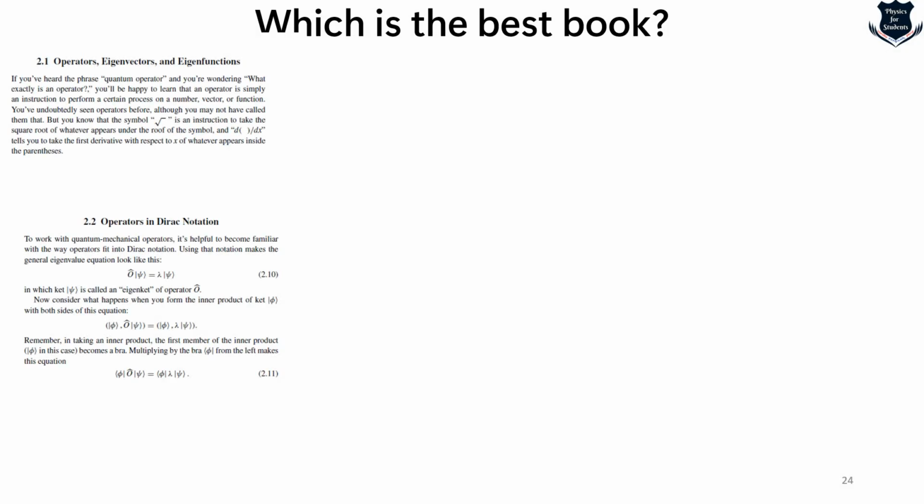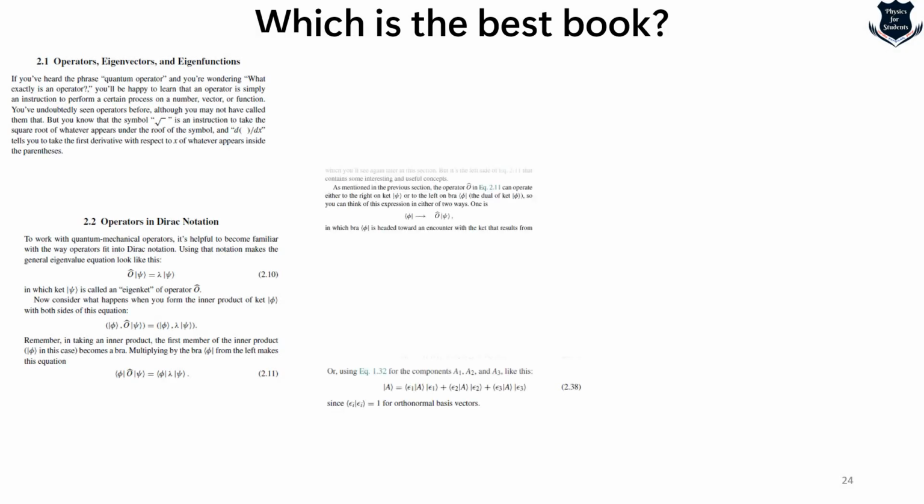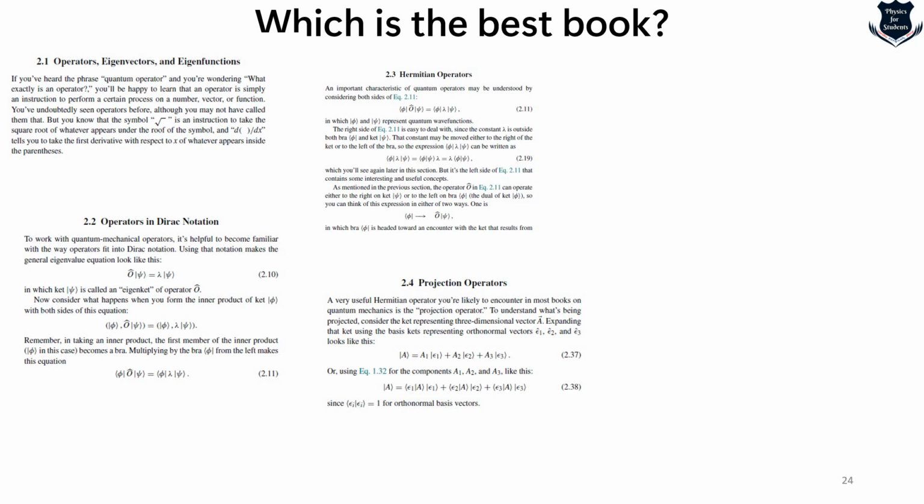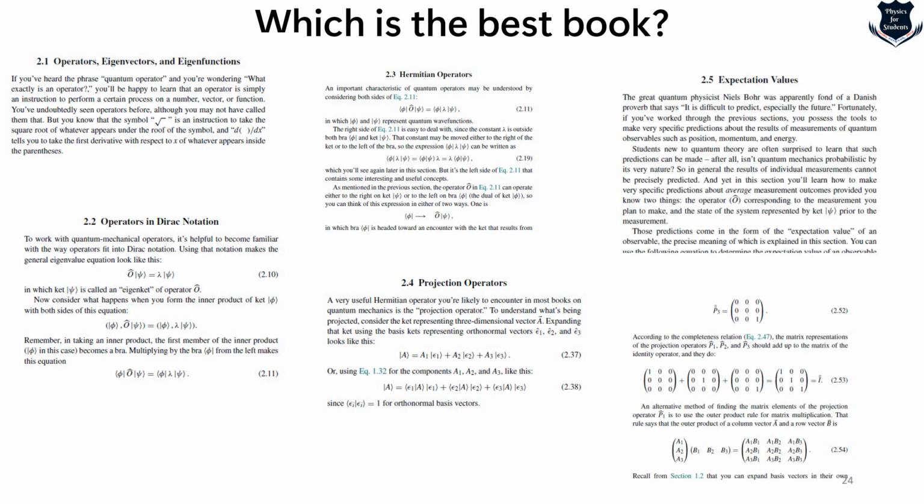Then the book talks about operators and eigenvalues and eigenfunctions, Dirac notation, projection operators, Hermitian operators, expectation values, and you see how these matrices etc.